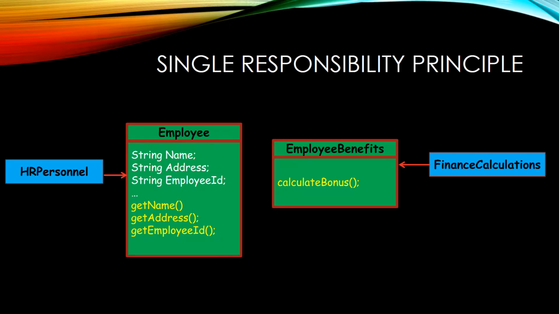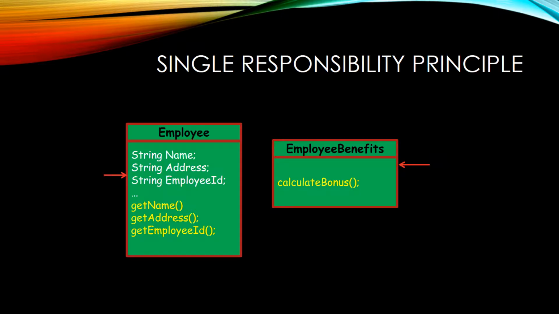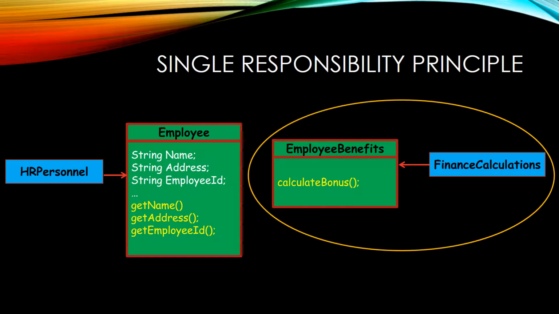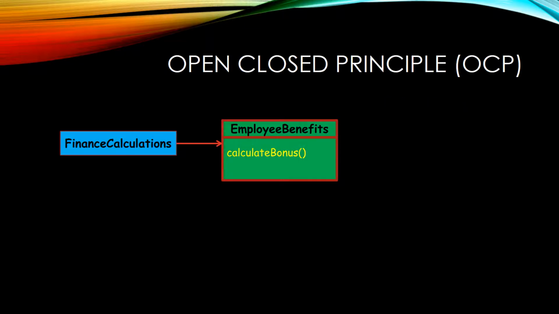If you recall our example from single responsibility principle, we had two classes, employee and employee benefits, used by HR personnel and finance calculations respectively. In order to illustrate open-closed principle, we will look at employee benefits and finance calculations. Employee benefits, as the name suggests, is responsible for providing information related to benefits that an employee is eligible for, such as bonus, whereas finance calculations uses employee benefits for its own purposes, such as computing the salary.